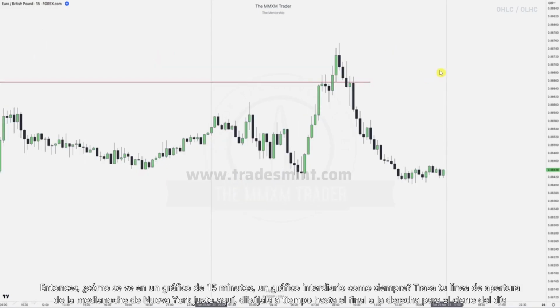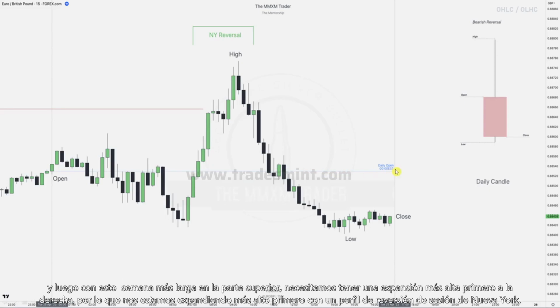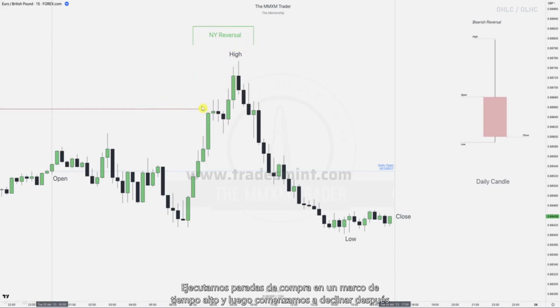So how does that look like on a 15-minute chart, an intraday chart, right? As always, draw out your New York midnight opening line, right? Over here. Draw it out in time all the way to the right for the close of the day. And then with this longer wick on top, we need to have an expansion higher first, right? So we're expanding higher first, having a New York session reversal profile. We run buy stops on our higher time frame and then start to decline after, and then closing out the day over here, forming this bearish candle.